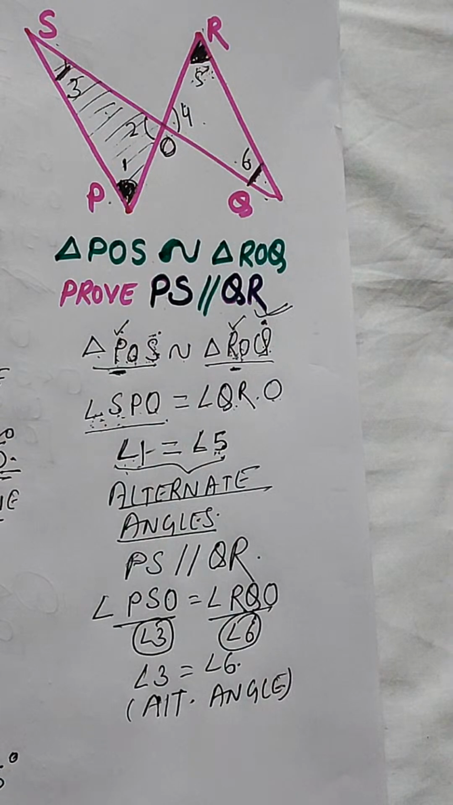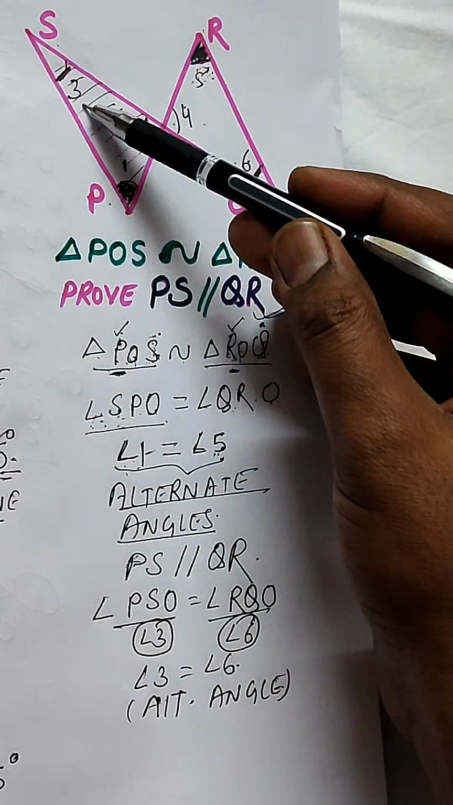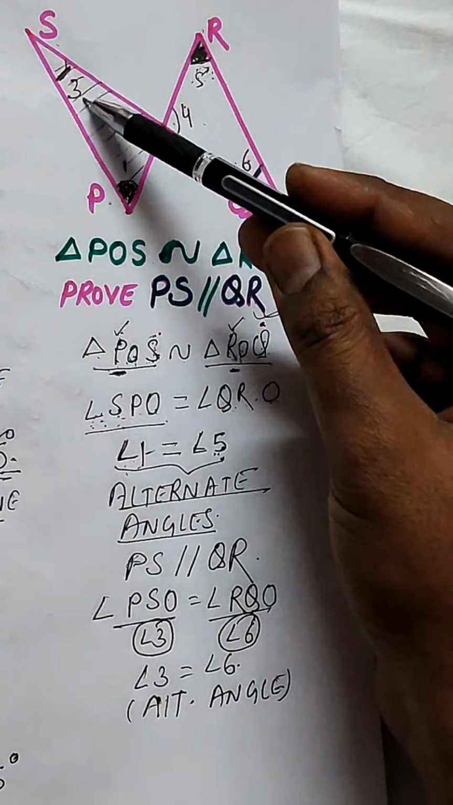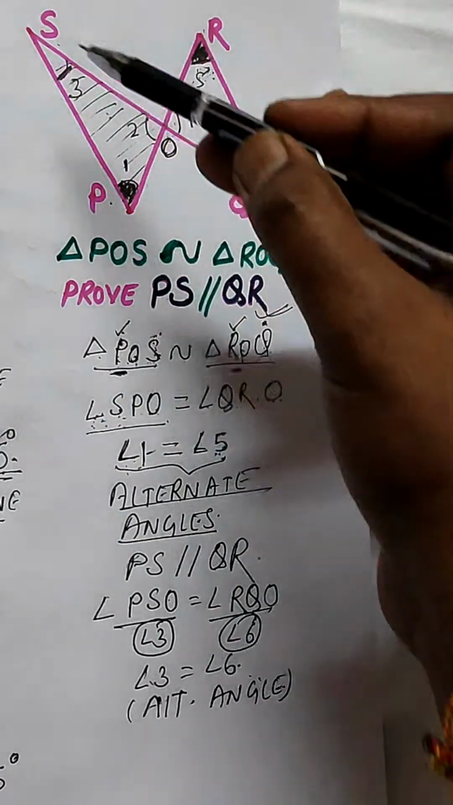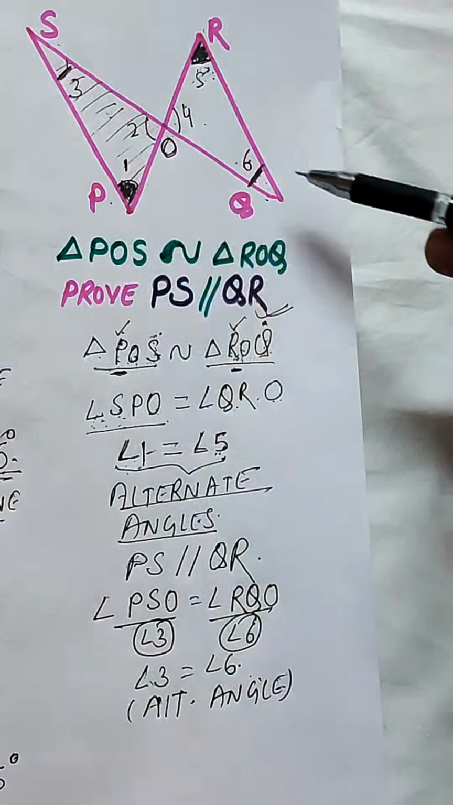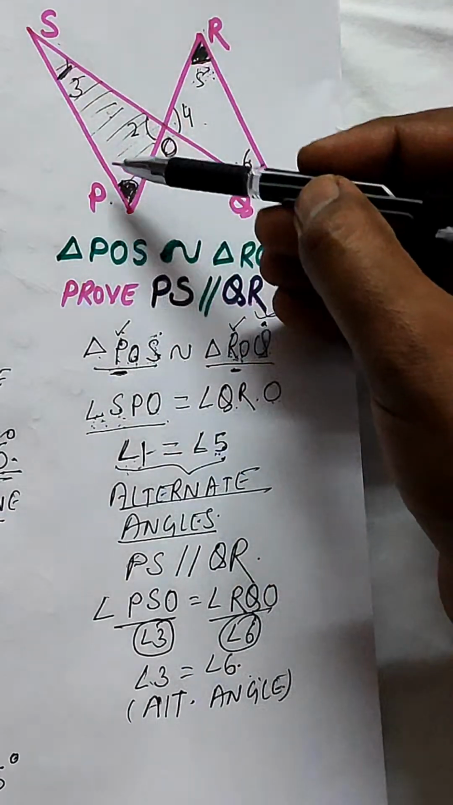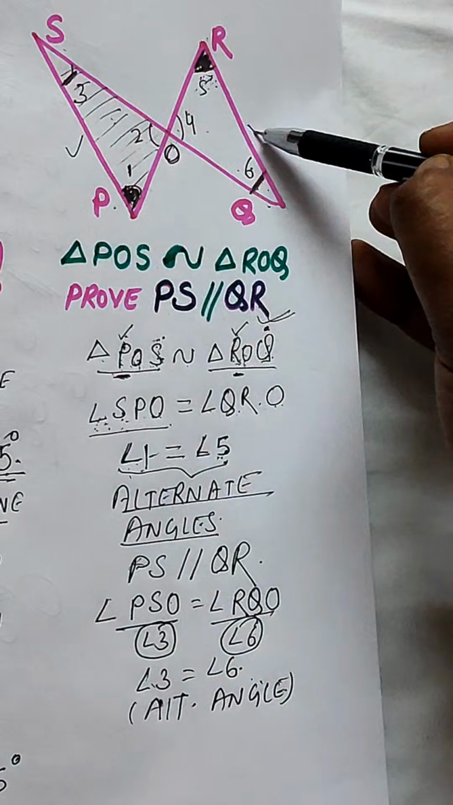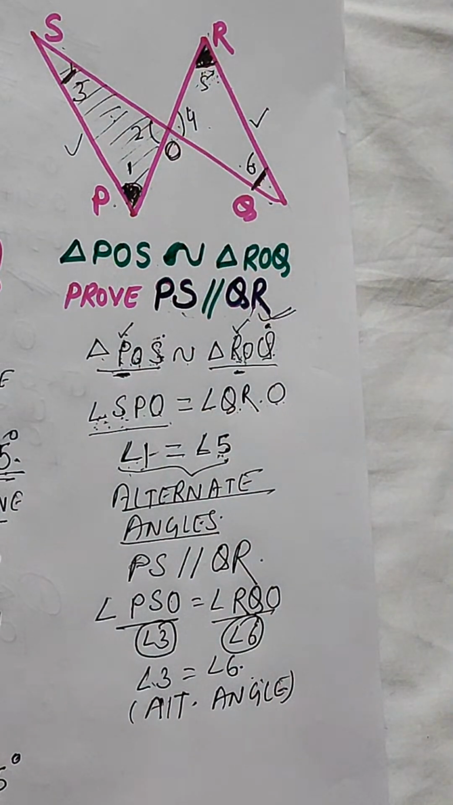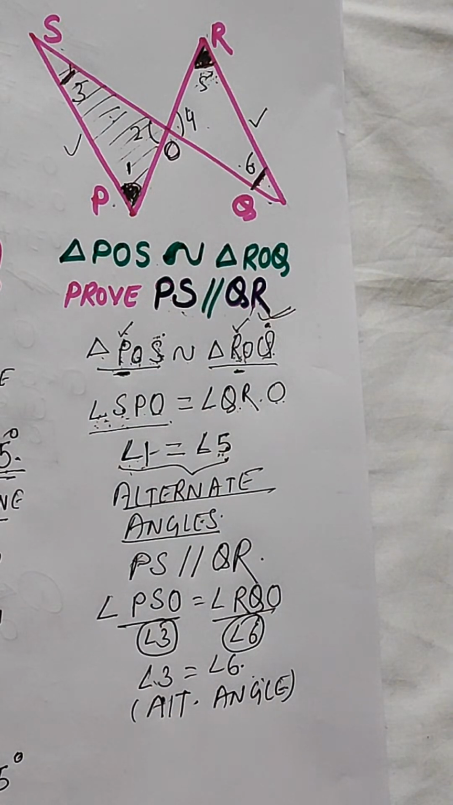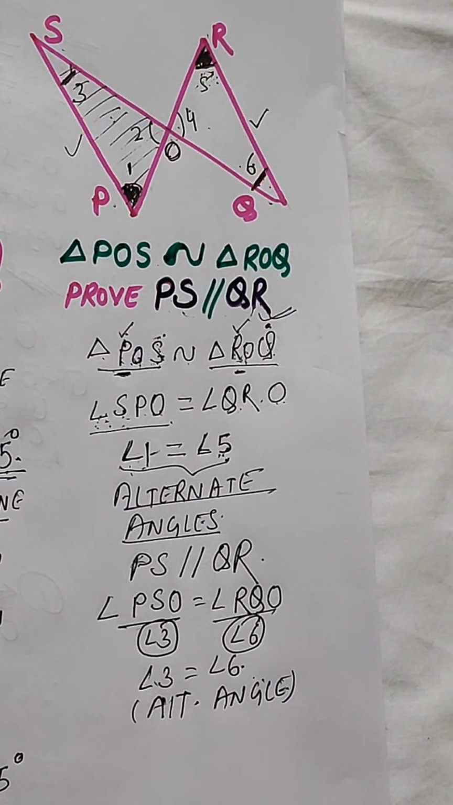So proving this, or contradicting this statement, we can say that angle 3 is equal to angle 6. So we can say that this PS is parallel to QR. This line PS is parallel to line QR, which is required to be proved, right? So in this way, we have proved it.